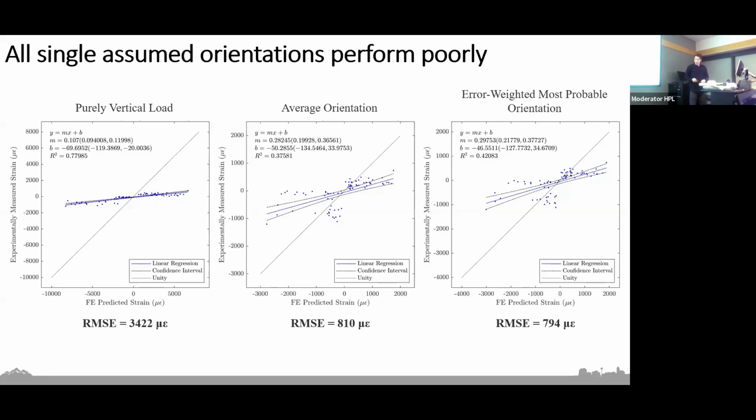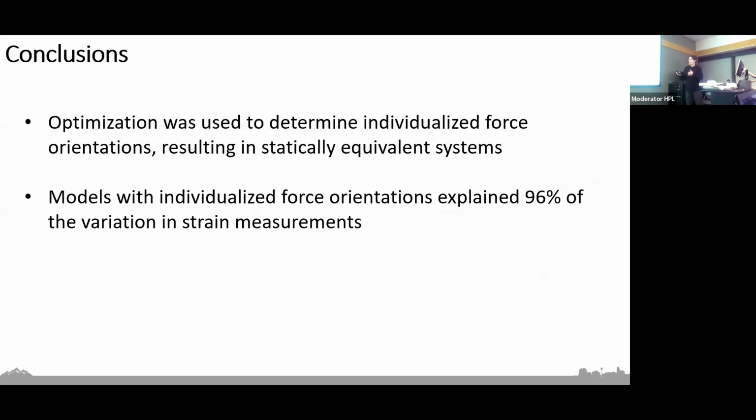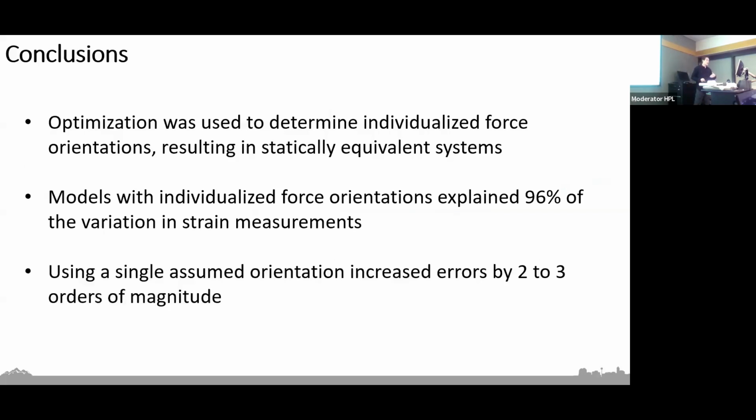So this brings me to some conclusions from this work. We used optimizations to determine these individualized force vector orientations, and those resulted in statically equivalent systems. So they reproduce the strain environments that were engendered in vivo. And the models with those individualized force orientations performed well in terms of strain prediction, explaining up to 96% of the variation in those strain measurements. But using a single assumed orientation actually increased those errors by 2 to 3 orders of magnitude. So it would be very challenging to assume a single orientation across all of these models.